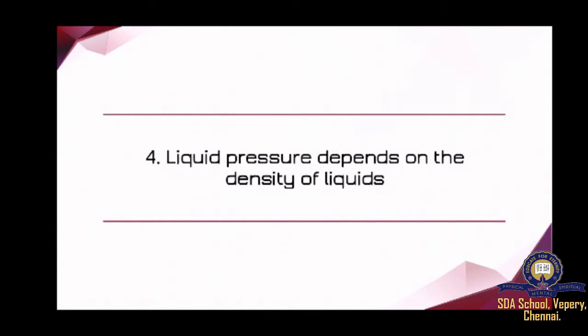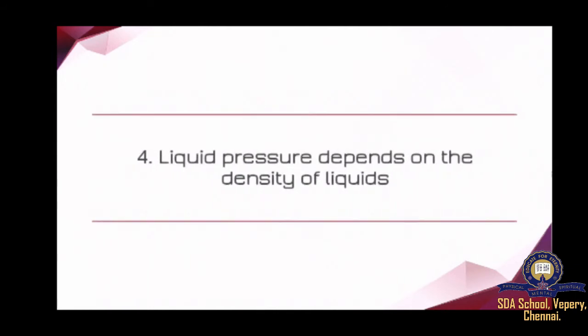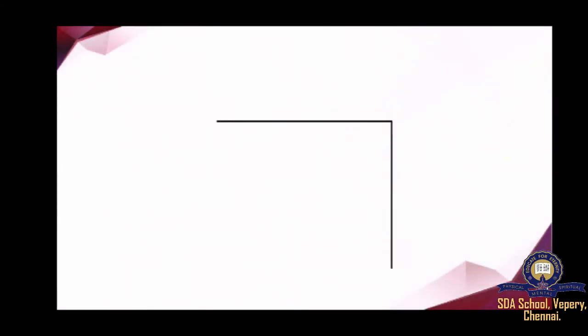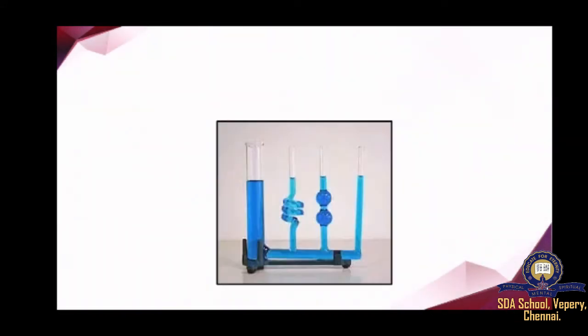So, what is the fourth characteristic we have learnt? Liquid pressure depends upon the density of liquids. Now we will move on to the fifth characteristic. A liquid seeks its own level. To show this, we are again going to do an activity. This is the fifth activity for learning the characteristics.